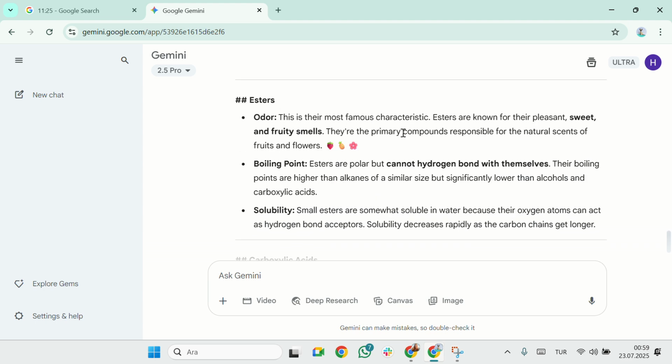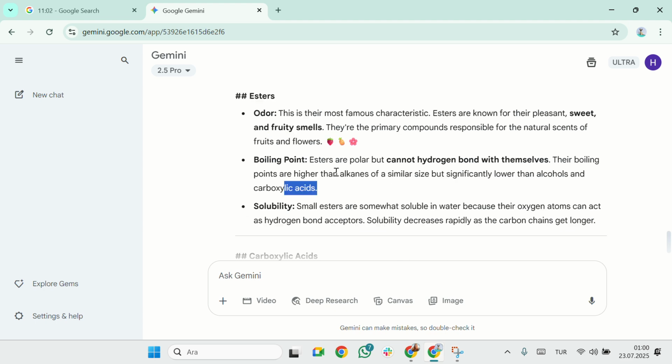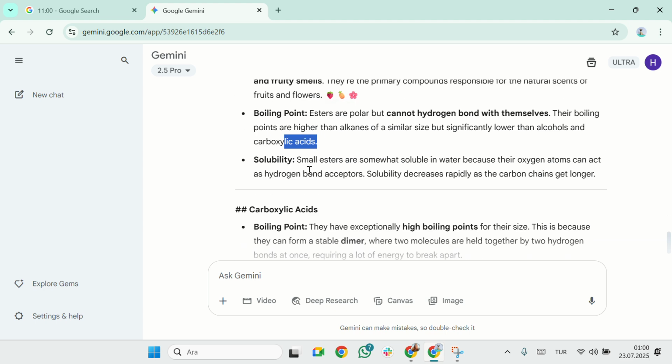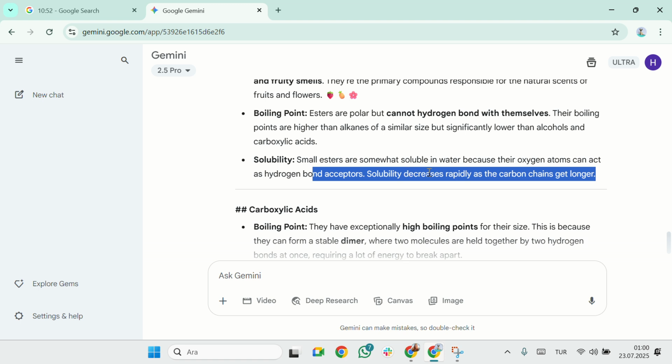Esters: odor is their most famous characteristic. Esters are known for their pleasant, sweet, and fruity smells. In terms of boiling point, esters are polar but cannot hydrogen bond with themselves. Their boiling points are higher than alkanes of a similar size but significantly lower than alcohols and carboxylic acids. I'm thinking of this like a perfume. Small esters are somewhat soluble in water because their oxygen atoms can act as hydrogen bond acceptors. Solubility decreases rapidly as the carbon chains get longer.